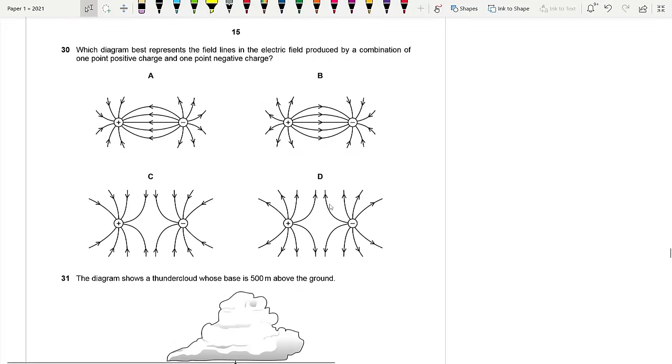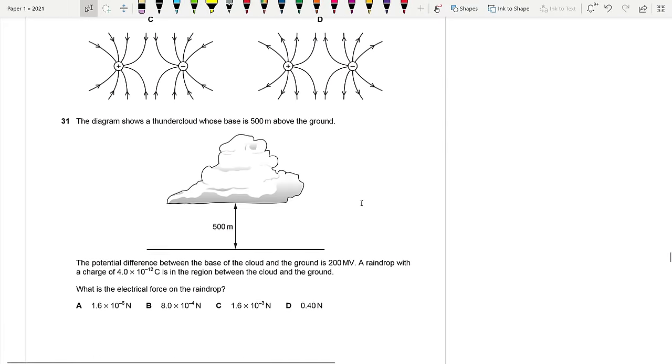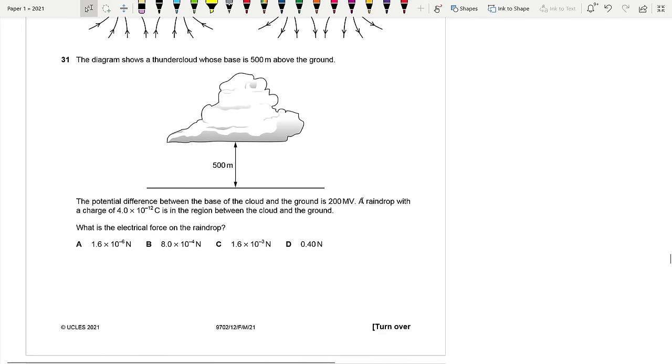So 30 is from electric fields. It's not in our syllabus anymore. We have 31 though. Do we though? The potential difference between the base of the cloud. No, E is equal to V by d. We need to use this formula. 31 is also excluded, okay?